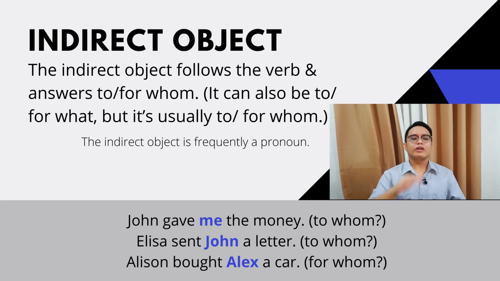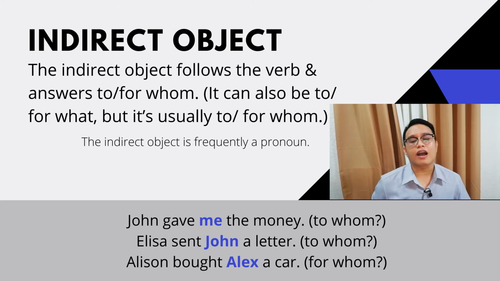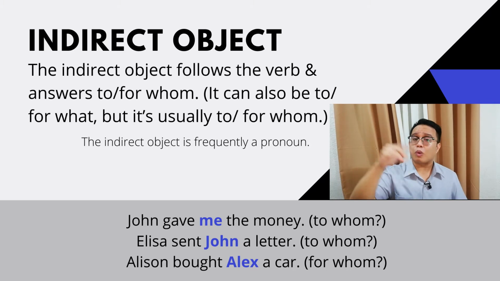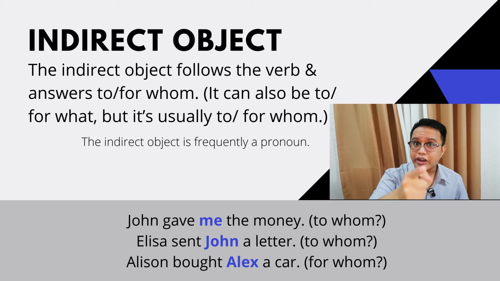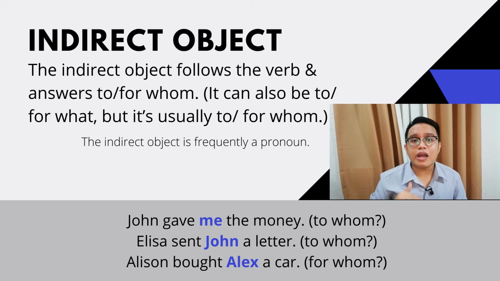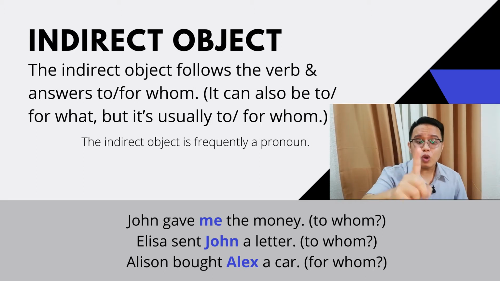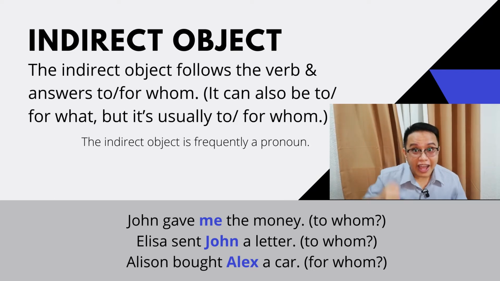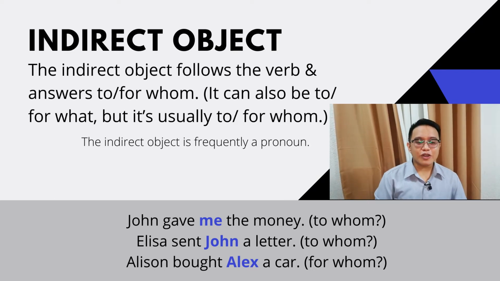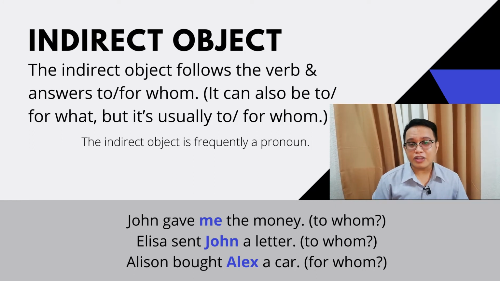Lastly, our example. Allison bought Alex a car. So Allison bought what? Allison bought a car. Diba? Now, to whom? Para kang kinsa niya gihatag ang car? To Alex. Okay, so Alex there becomes the indirect object. Okay? Klaro ra? Kaya pa? Okay? Sige, let's go with our next function of a noun.